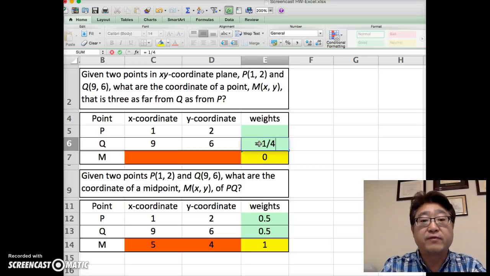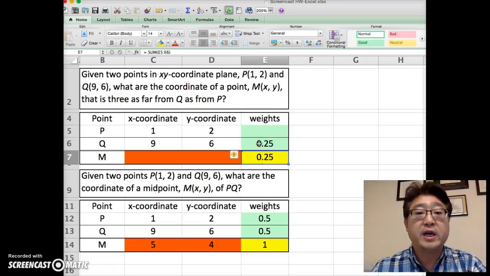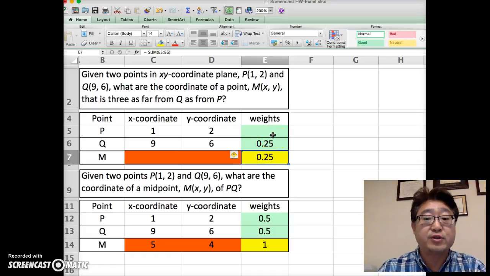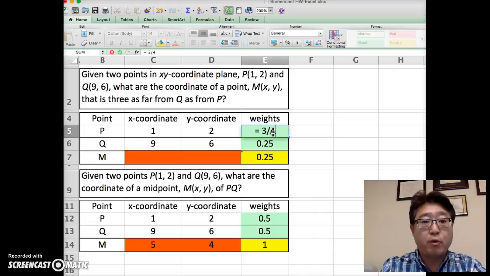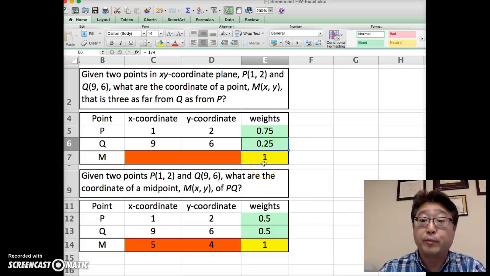I will use fractions for accuracy. Of course, in this case, it really doesn't matter whether you use fractions or decimals, but let me use fractions here. Okay, so we will use 3/4 for the point P. And I programmed it ahead so that those two weights add up to 1. Otherwise, you don't have the right setup to begin with.